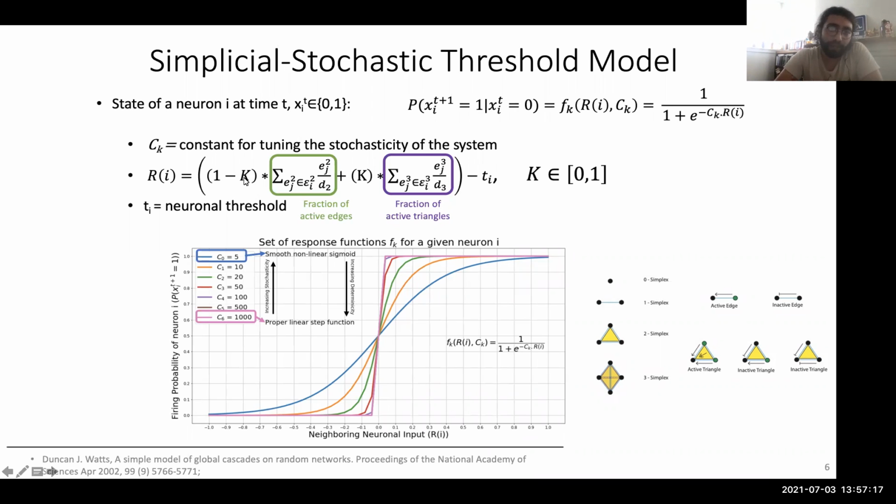I'm going to weight these two terms with a constant capital K between 0 and 1. If K is 0, this model is going to recover the original Watts threshold model. If K is 1, this model is going to be a triangular contagion model, or simplicial contagion model. And for every other value of K between 0 and 1, it's going to give you a mixed model.